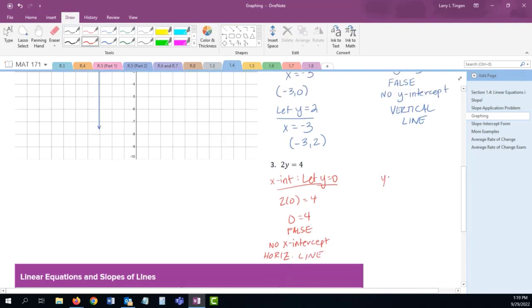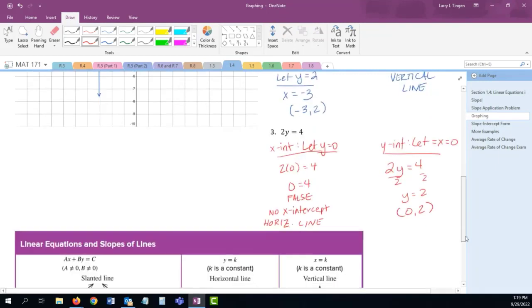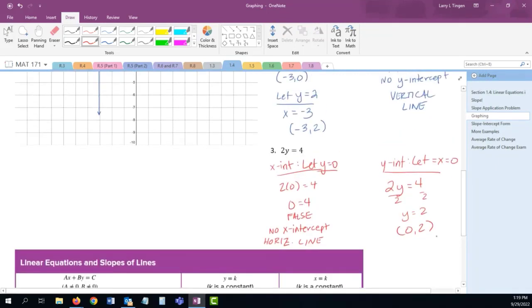All right, so let's find the y-intercept. Find that y-intercept by letting x equal 0. If x is 0, then 2y equals 4. I divide both sides by 2. y equals 2, and I'm given the point (0, 2). All right, so I have 1 point. I need 2 to draw my line. So I'm going to do what I did before.